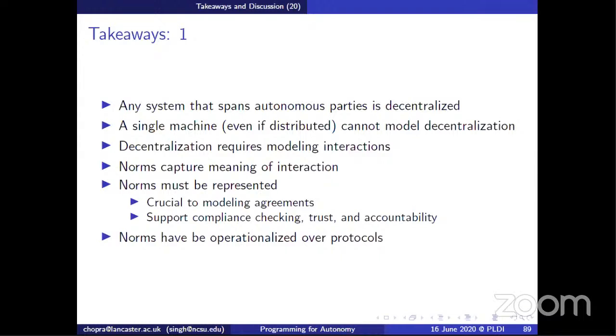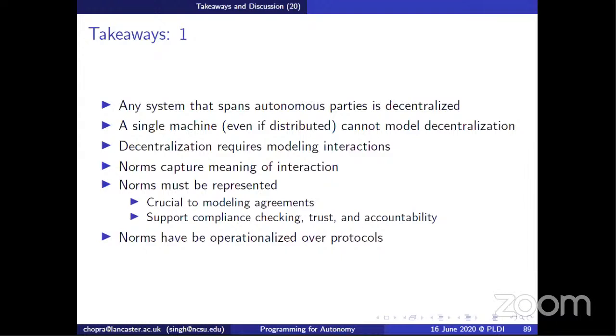That is one sense of the meaning, but the meaning that we are more interested in is that there are autonomous parties in the world. And when you have autonomous parties, like humans, organizations, and so on, how do you build a system that spans autonomous parties? The key thing to realize is that any such system is decentralized. Autonomy means decentralization, interacting at arm's length, engaging on the basis of norms and protocols and so on. Now, a single machine, even if it is distributed, cannot model decentralization.